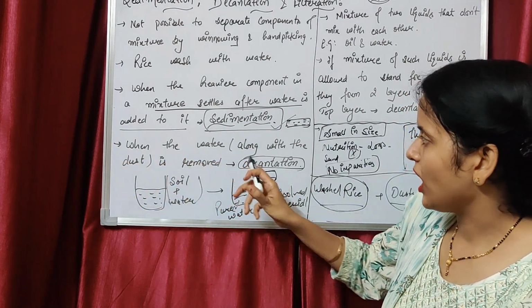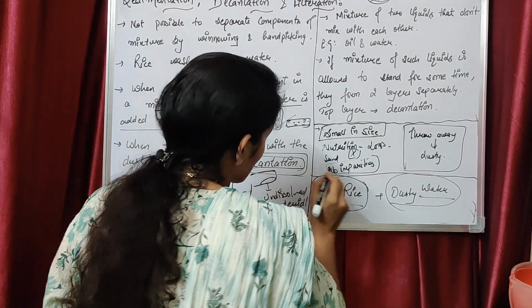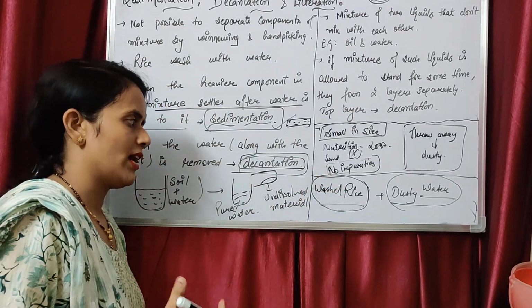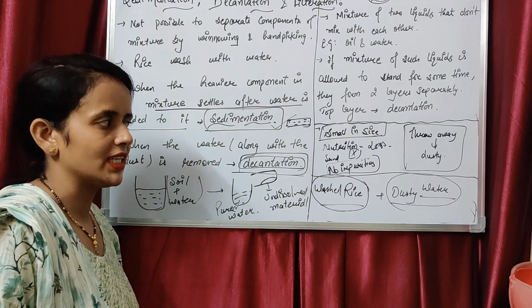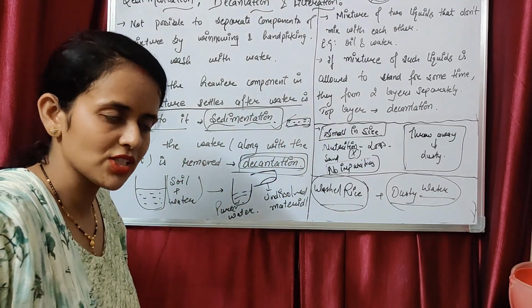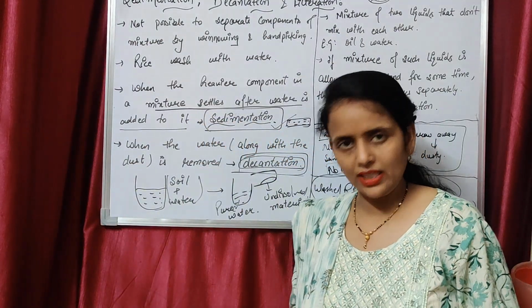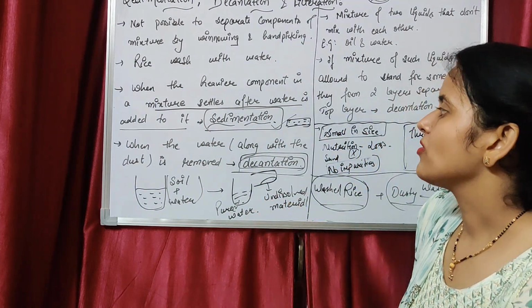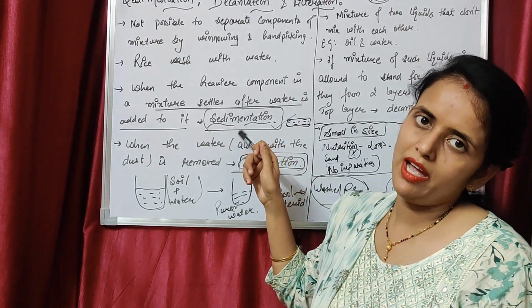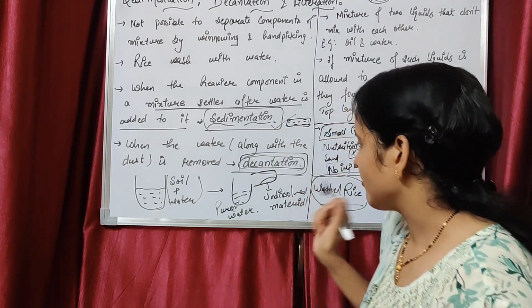When the water along with the dust is removed, the process is known as decantation, because water is lighter than rice, so it will come up, and rice is heavier as compared to water, so rice will settle down in the container. So two processes are performed: first is sedimentation and second is decantation. Clear to all of you? When we wash our rice, the rice settles down in the container and water comes upside. When we remove the water from the rice, the process is decantation, and the heavier, washed rice left behind results from sedimentation. Clear?